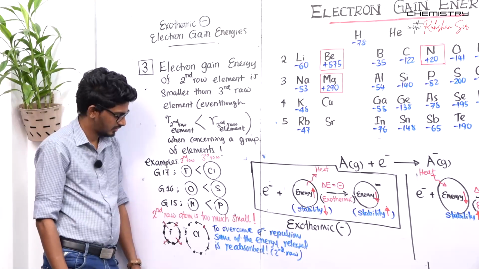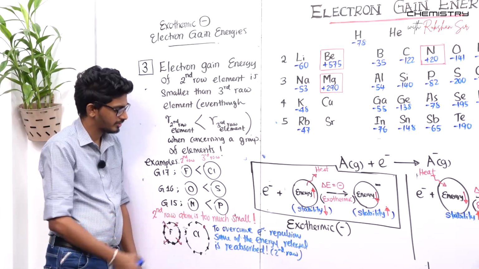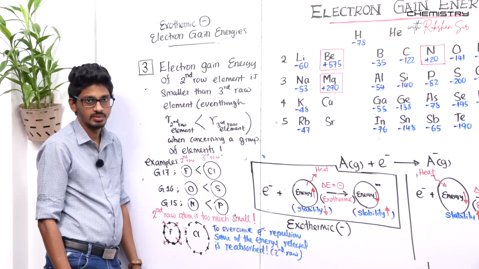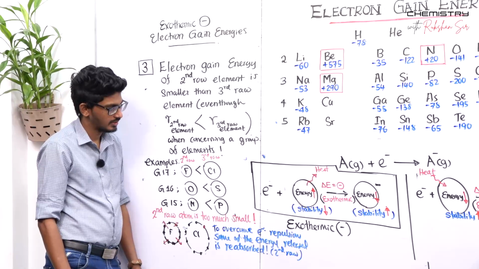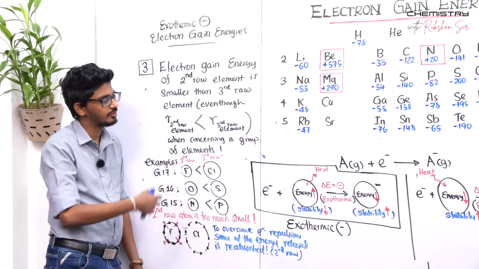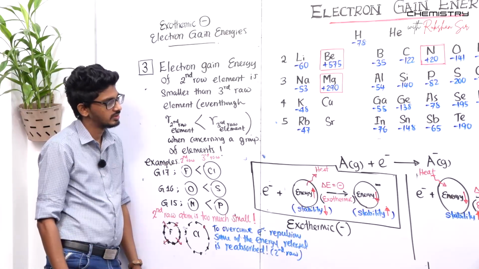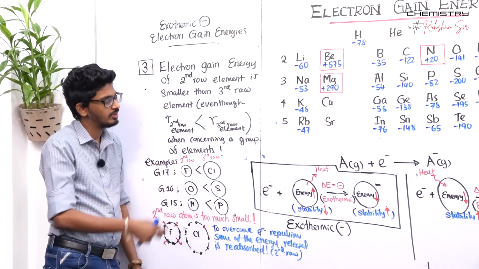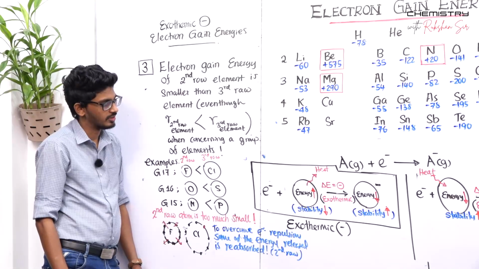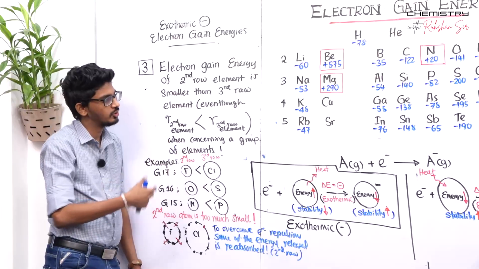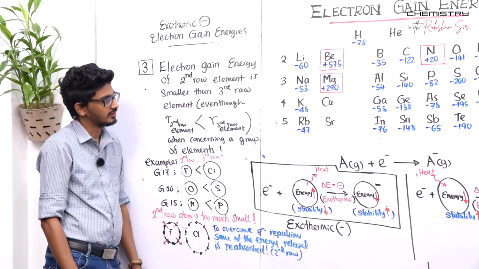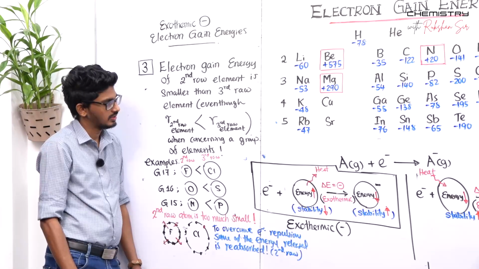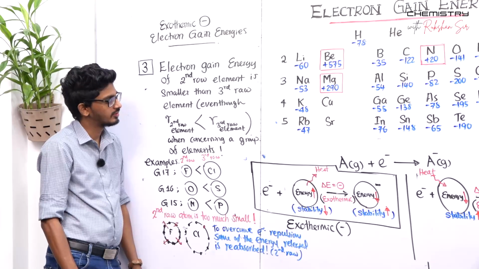Examples are given. So the reason is too much small becoming a problem. Electron repulsions have to be overcome after adding the electron, so some of the energy release will be reabsorbed. So releasing energy will be low. Releasing heat will be low compared to the third row element. So that is all you should know about the electron gain energies. It is about the exothermic electron gains.